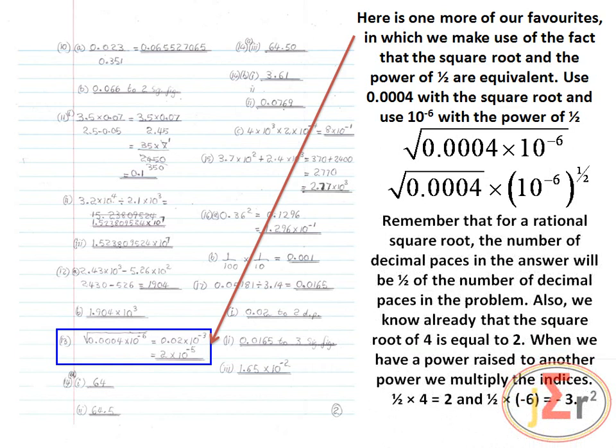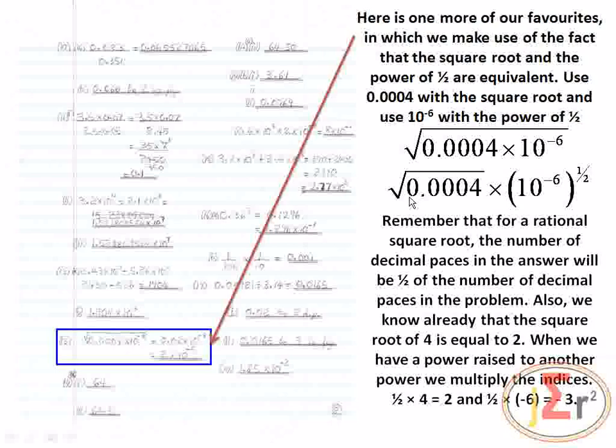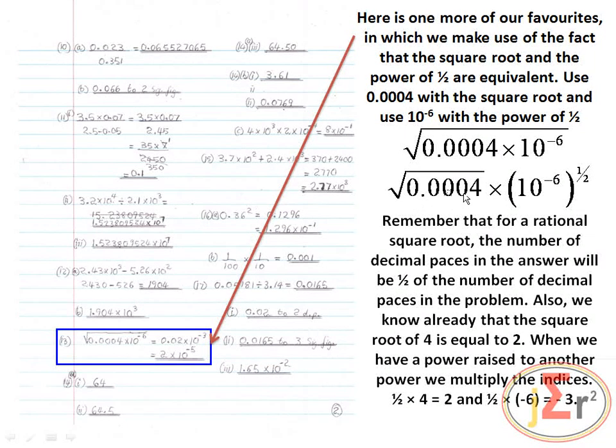Remember that for a rational square root, the number of decimal places in the answer will be a half of the number of decimal places in the problem. So if this one can actually work, or it is a definite square root, then when we take the square root of this, we will have half of the number of decimal places. So we have 1, 2, 3, 4. That means the square root of this number will have only 2 decimal places, because a half of 4 is 2. And of course, we know the square root of 4 is 2.